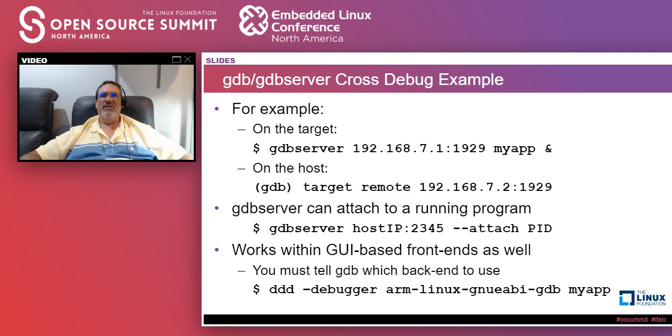I have GDB server. So this is on the target itself. GDB server, the IP address of the host, and a port number on the host. I then have the application that I'm going to be debugging. And in this case, I put it in background mode just simply so I get my console back. You don't really have to put it in background mode if you've got multiple SSH sessions going to the target or something along those lines. Then on the host, I can do target remote and the IP address of the target and the port number that it's sitting on.